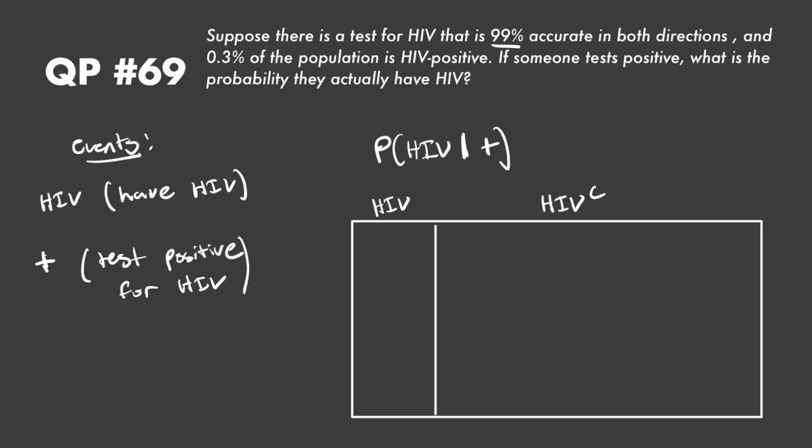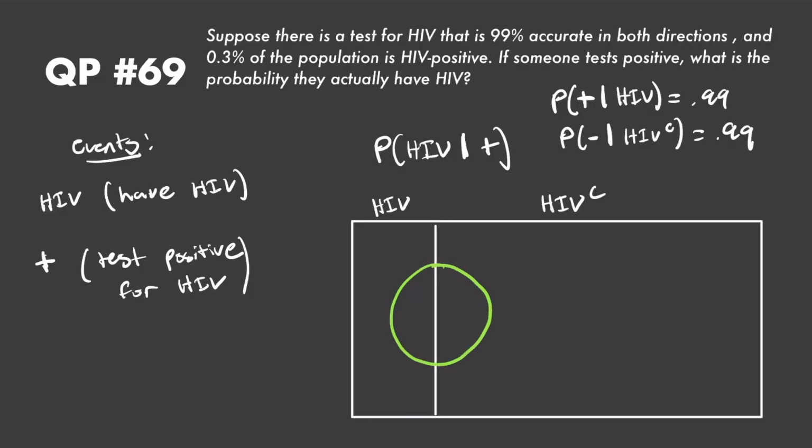Now it tells us the test is 99% accurate in both directions, so that just means that the probability of someone testing positive, given that they actually have HIV, is equal to 99%, and the probability of someone testing negative, given that they don't have HIV, is also equal to 99%. So now let's draw the event that someone tests positive for HIV within our sample space. Again, this is not going to be drawn to scale.